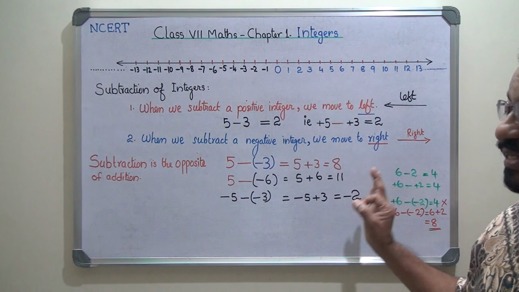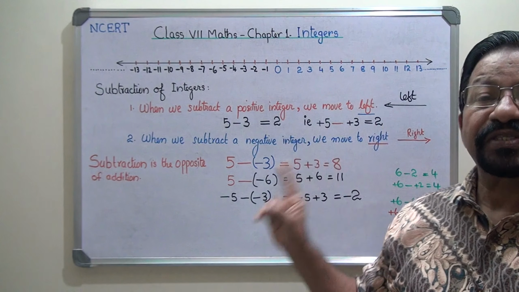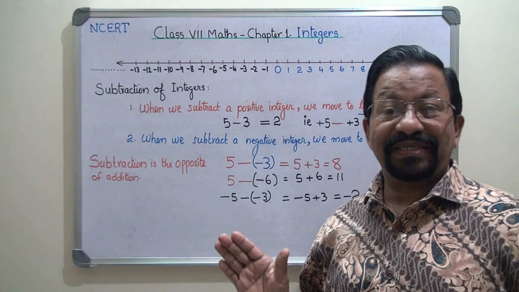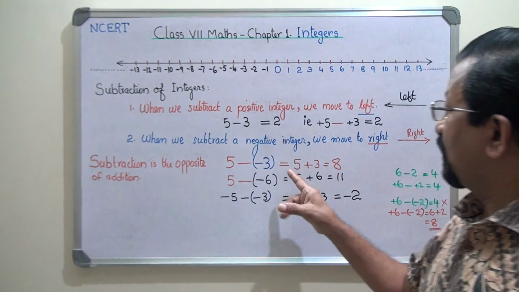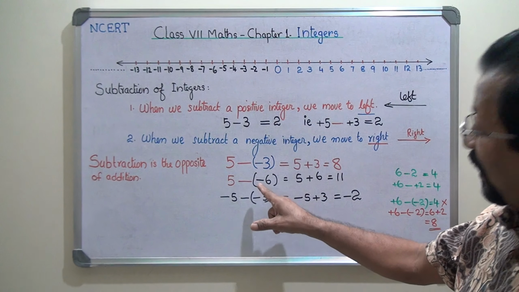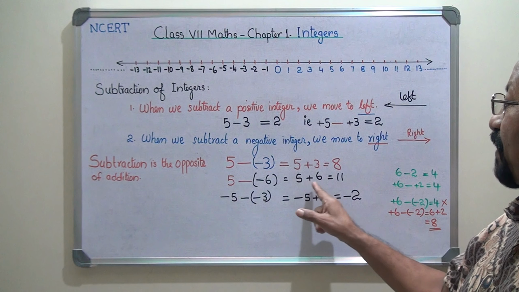Actually, subtraction is the opposite of addition. I will explain it clearly later. Now here 5 minus of minus 6 is 5 plus 6, that is 11.